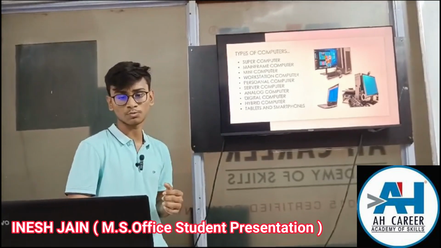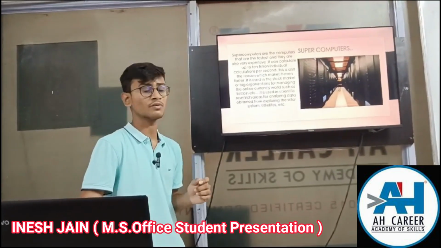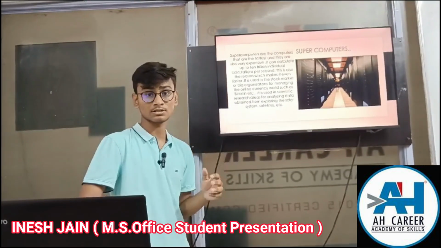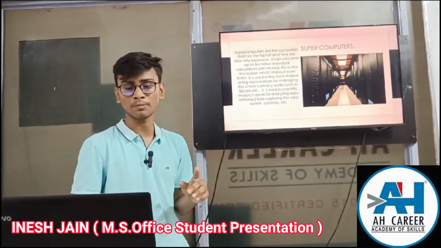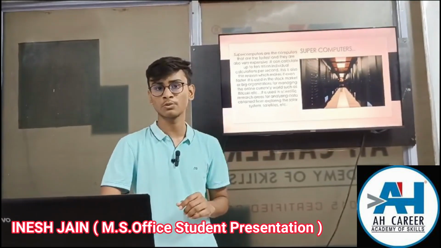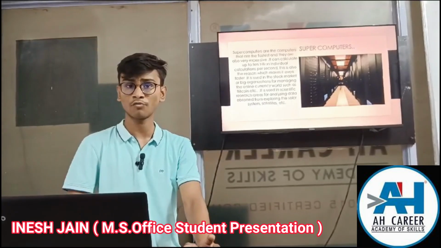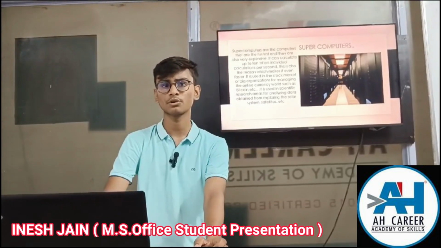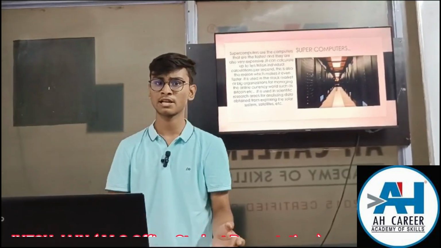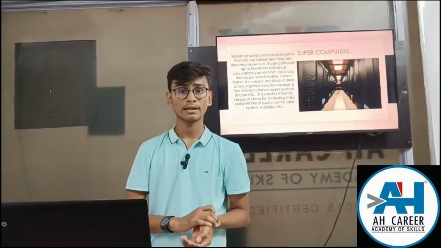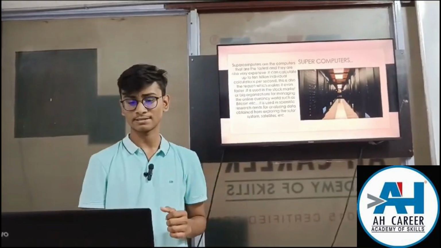Starting with supercomputers. Supercomputers are the fastest computers, and they are also very expensive. A supercomputer can calculate up to 10 trillion individual calculations per second, so we can estimate how fast it works. Generally, supercomputers are used in the stock market, in big multinational companies like Facebook and Instagram, and also in the space community, in satellites, etc.